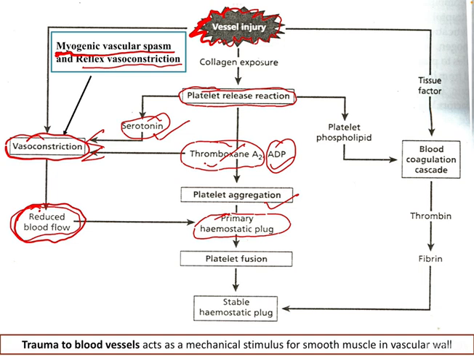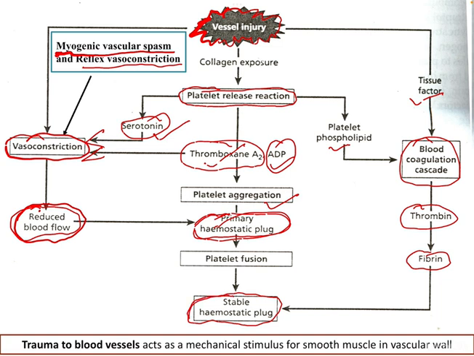Now the platelet expresses platelet phospholipid, and along with the tissue factor it undergoes the coagulation cascade and forms thrombin, and this thrombin is responsible for the conversion of fibrinogen to fibrin. This fibrin thread wraps up the primary hemostatic plug and thus forms the stable or definitive hemostatic plug.